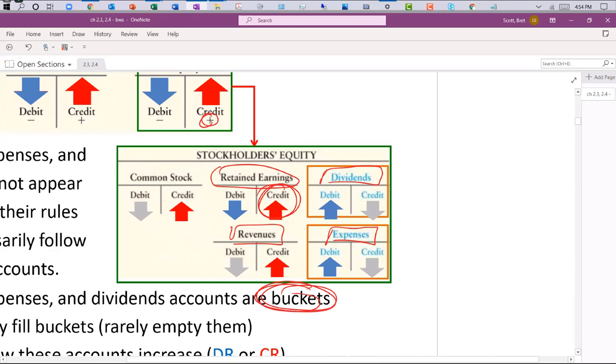Dividends, we keep track of dividends as a reduction to overall equity. So dividends primarily are debited to reflect any type of reduction. Rarely do you use credits when you're dealing with dividends. Same thing with expenses. As we incur expenses, we're always going to be debiting the expense accounts. Rarely do we credit the expense accounts. When it comes to revenues, we almost always credit revenue accounts. Rarely do we debit those things.